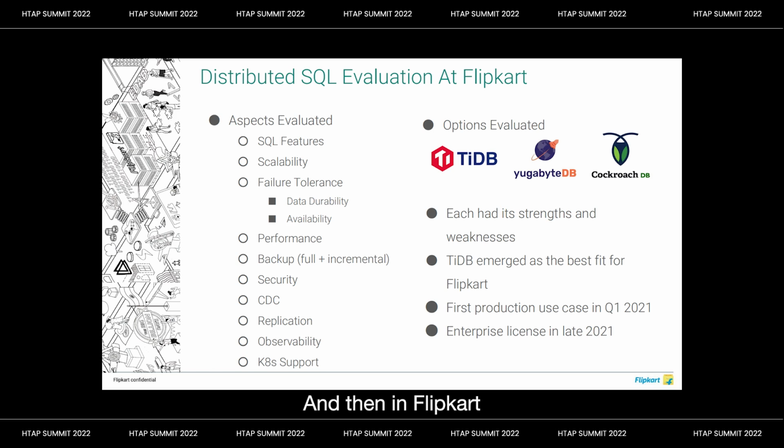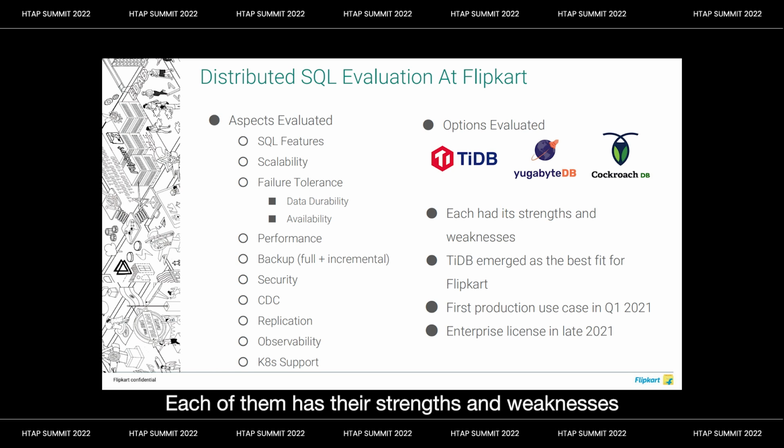And then in Flipkart, we are moving heavily into Kubernetes, and therefore K8s support mattered to us a lot. So these are all the aspects that we considered, and these are the options that we looked at. We looked at TiDB, Yugabyte, CockroachDB. Definitely, all of these are very well-known databases, very well-known distributed SQL databases.